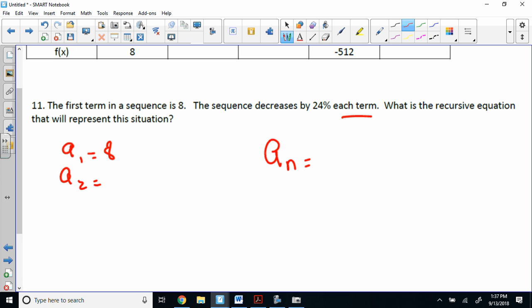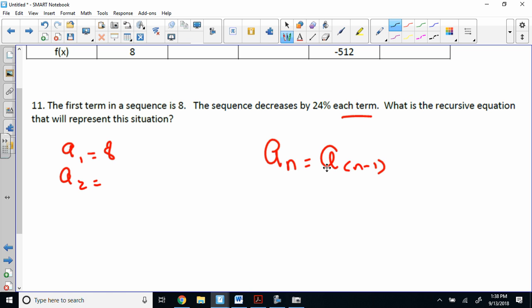Well, I know that this right here is to be true, right? That's the rubber stamp. Now, stay with me. This is pretty cool. What is the recursive equation that will represent this situation? Ladies and gentlemen. No. No. I don't even want A2. I just wrote A2 there just as a brain thing.